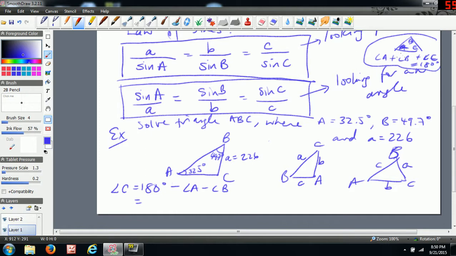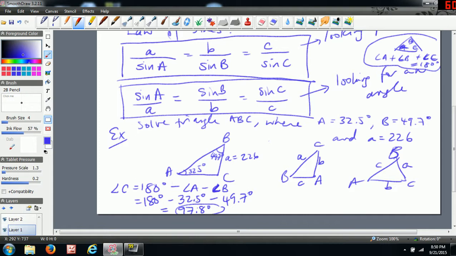Okay, so that is angle A, angle B, and angle C. They always add up to 180. So what you're going to do now is plug in your angle A, which is 32.5, and then angle B is equal to 49.7 degrees. Now just go ahead and subtract them, and then you get your answer. So we just figured out angle C very easily using the 180 rule for triangles. We did 180 minus the other two, and we got angle C.